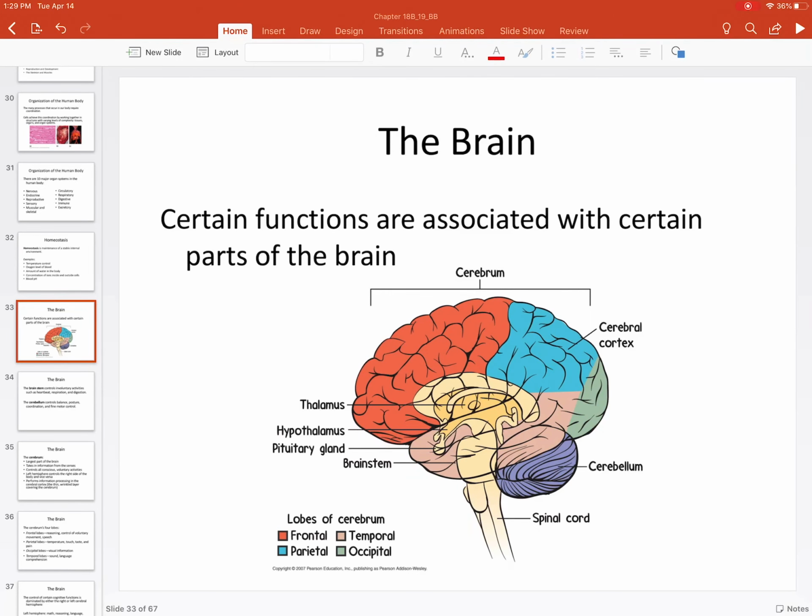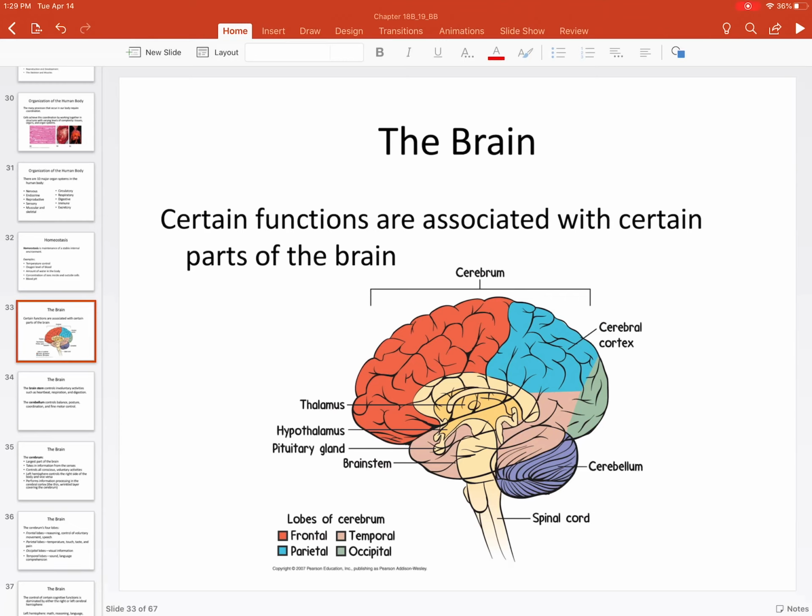So the brain is something that sets us apart. You see here, this is a cartoon image of the brain with certain functions labeled. We have the cerebrum, which is the top part, the cerebral cortex. You have your cerebellum, which is the back part, and your spinal cord, which is at the base of the brain and then runs all the way through your spinal column, protected by your bones.